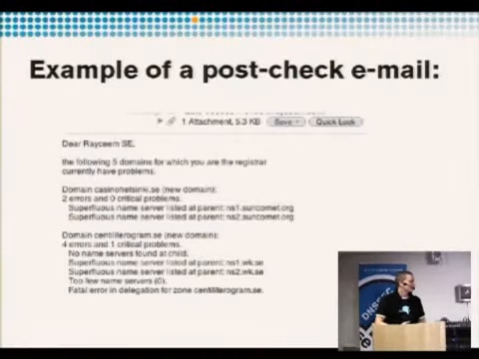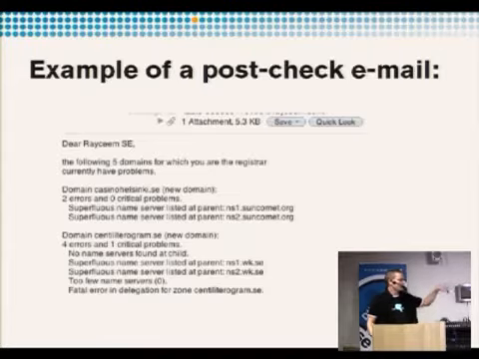And this is an example of a post-check email. So this is a test registrar called Rekim SE. It will say, dear registrar, the following X domains, however many, still had problems at the time when we ran this script. And you can see here there's a domain called casinohelsinki.se. It has generated a test because the domain is new. That's in the parentheses. And it has found 2 errors, and that's superfluous name server listed at parent.